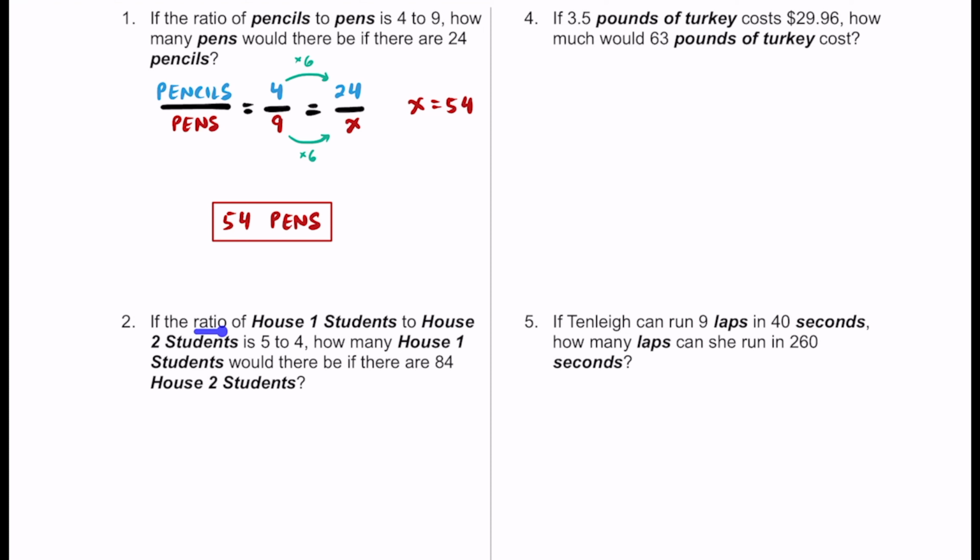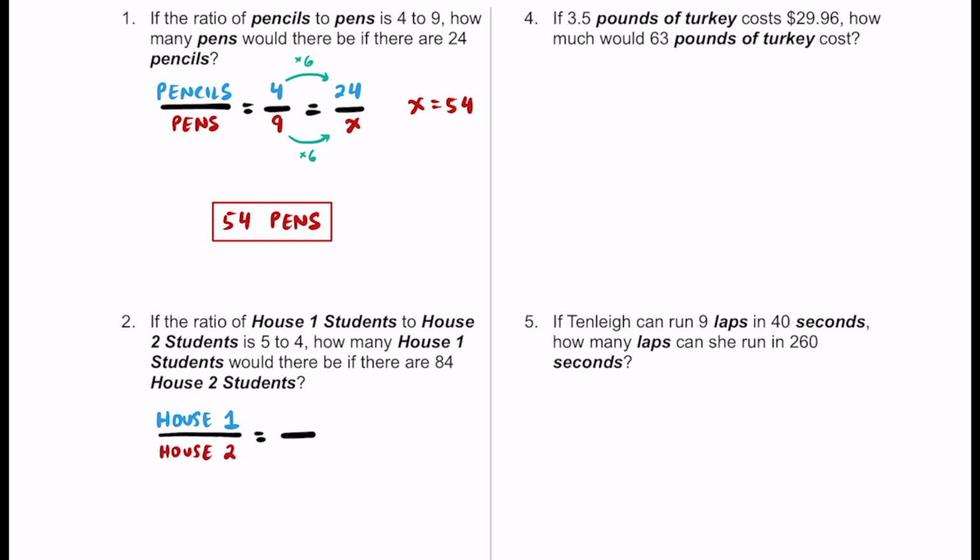Here's number 2. In this problem, we know the ratio of House 1 students to House 2 students is going to be 5 to 4. The question is how many House 1 students would there be if there's 84 of these House 2 students? So just like in number 1, let's start by labeling the two things we are comparing.